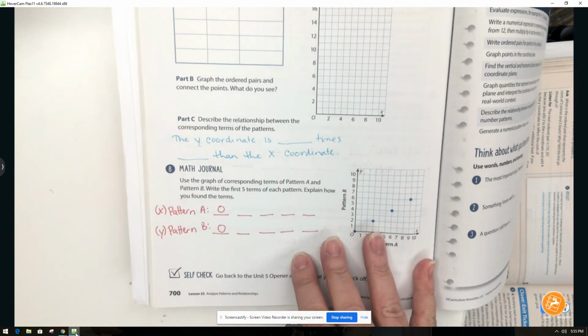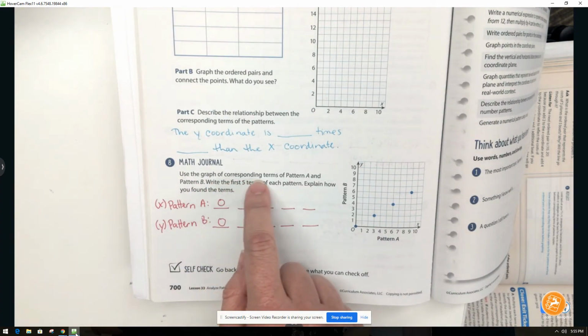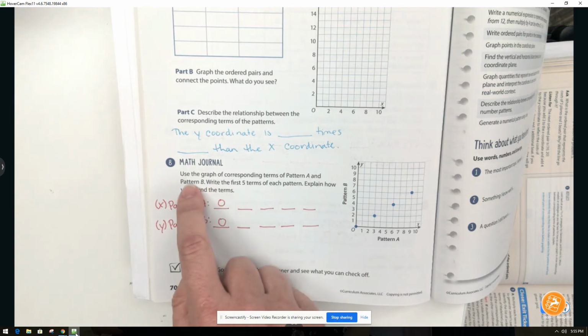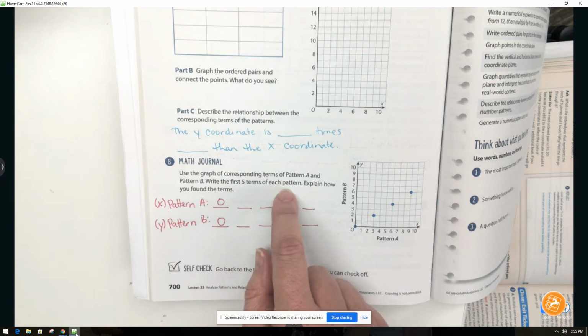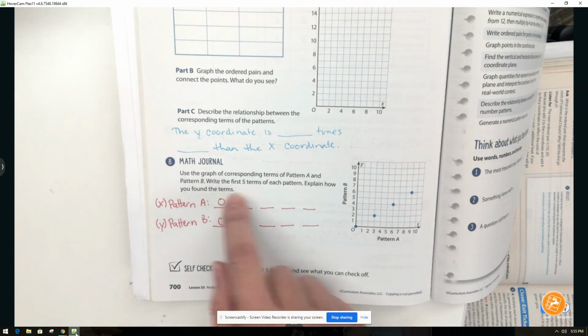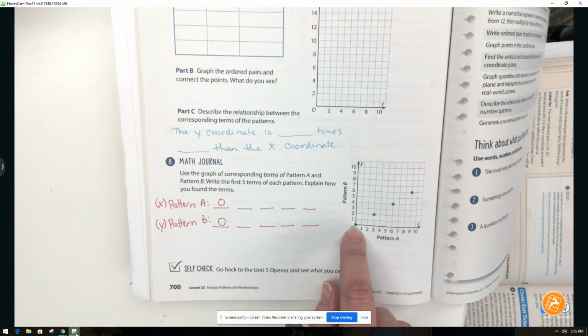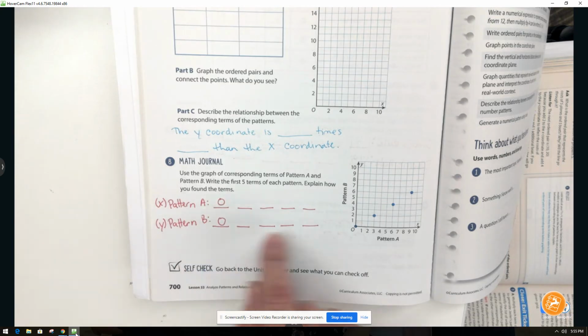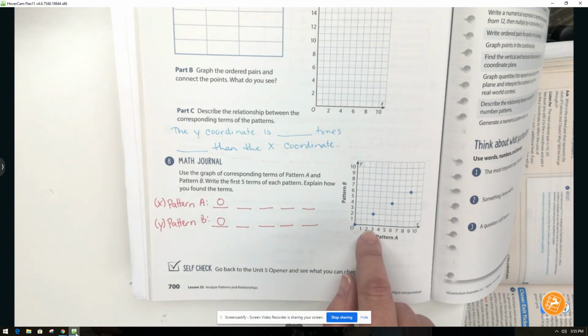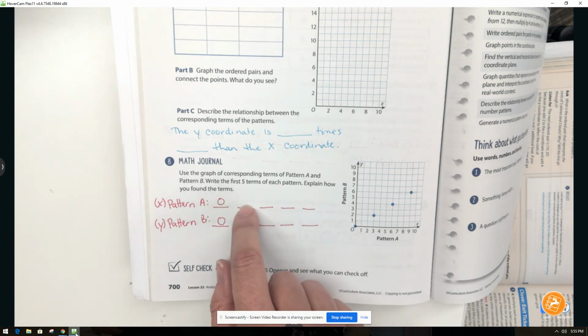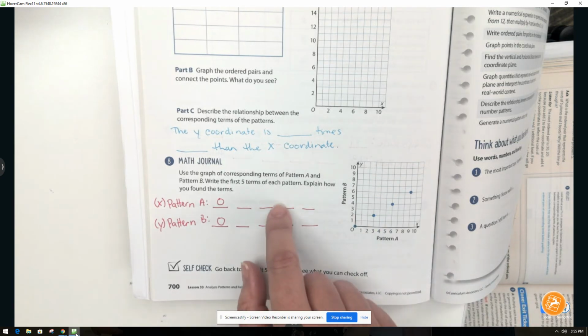And then finally, for number 8, use the graph of the corresponding terms in pattern A and pattern B. Use this graph, okay? Write the first 5 terms of each pattern. Explain how you found the terms. So we know that this first term is at 0, 0. So you're going to look at this next dot. Now you know that the x value is 3, and the y value is 2. So you're going to put a 3 on the x value and a 2 on the y value. And you're going to do that for each of these terms.